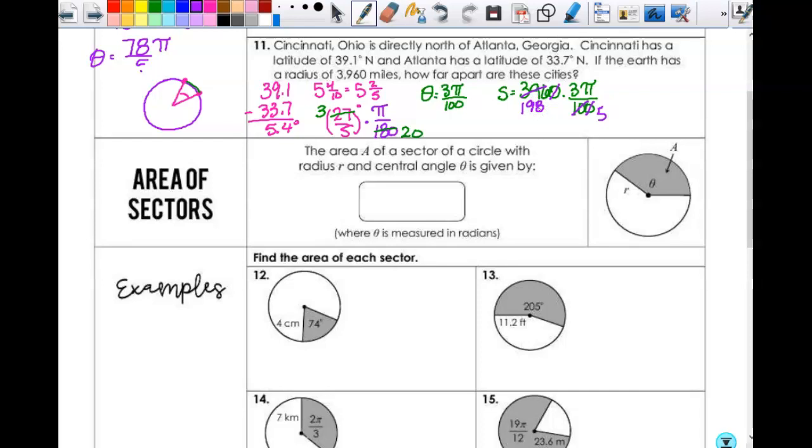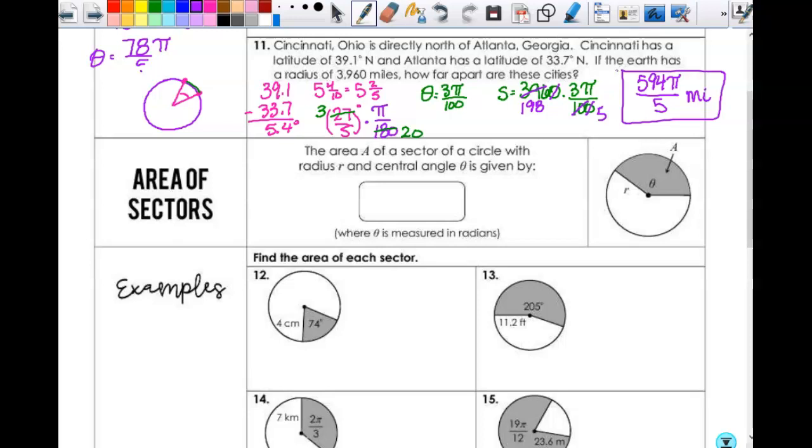Can I do 3 times 200? Yes, that gives me 600. Then I subtract what? 6. So this is going to give me 594 pi over 5, and this is miles. Okay. Number manipulation is a super important skill. Okay. What questions do we have?